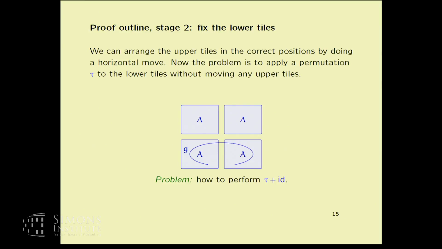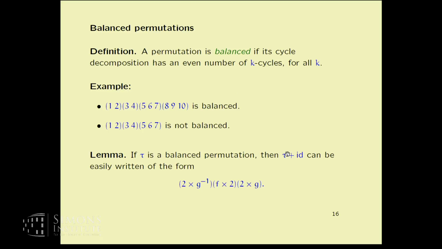So we can use a single horizontal permutation to just fix the tiles on the top, put them all into their correct position. And now we still have to perform an operation of the form tau plus the identity, right? Apply some g here at the bottom and the identity at the top. And then we use, again, combinatorics. Every permutation has a cycle decomposition, and it's unique, okay? You can uniquely write every permutation as a disjoint union of cycles. And then we say it's balanced if for every k there's an even number of k-cycles, okay? And this is an example of a balanced permutation, and this is an example where it's not balanced.